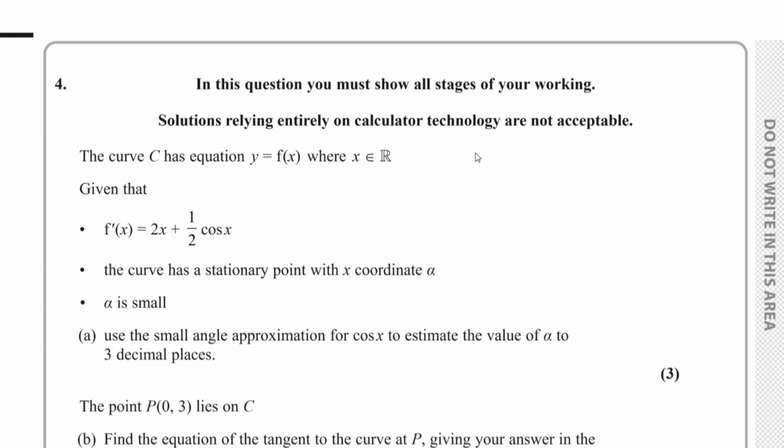Question number 4. The curve C has equation y equals f of x, where x is a real number. Given that f dash of x is equal to 2x plus 1/2 cos x, the curve has a stationary point with x coordinate alpha, and alpha is small. For part A, we have to use the small angle approximation for cos x to estimate the value of alpha to 3 decimal places.